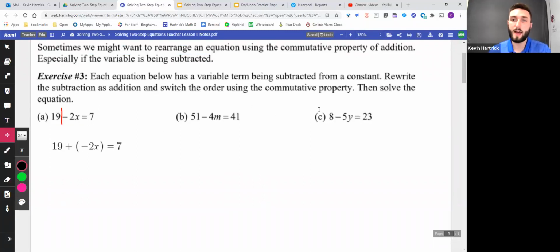The reason why I want to do that is because I would like to rewrite it so the variable term is in front. Usually we see the variable term in front of an equation, not in the back. It just looks better. So now that I have addition, I know with addition you can switch the order of things and it doesn't matter. So I'm going to put the negative 2x in the front, and then I have my plus 19 in the back. It's plus 19 because my 19 is positive.